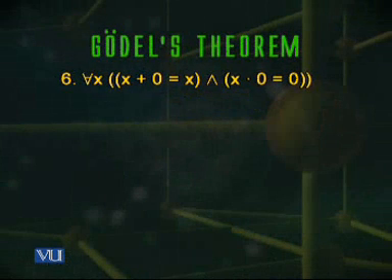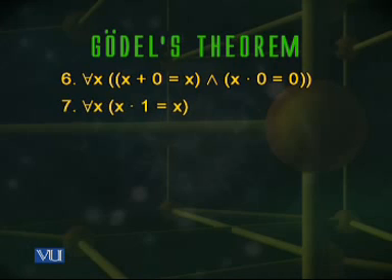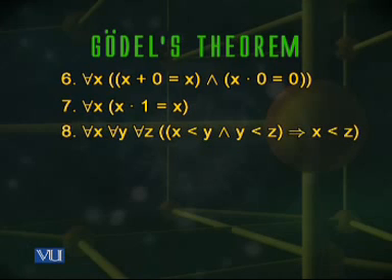Let's once again have a look at a few more of them. The next one says that 0 is the additive identity and anything multiplied by 0 gives us 0. The next one says that 1 is the multiplicative identity. The third one says that the operator less than is transitive: x less than y and y less than z implies that x is less than z. The ninth axiom says that no number is strictly less than itself.